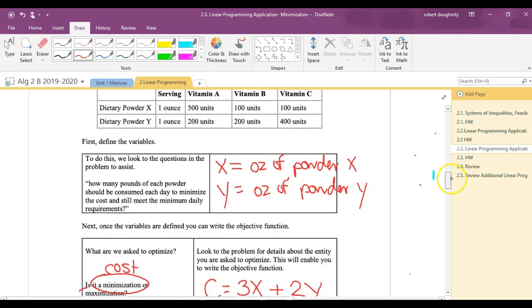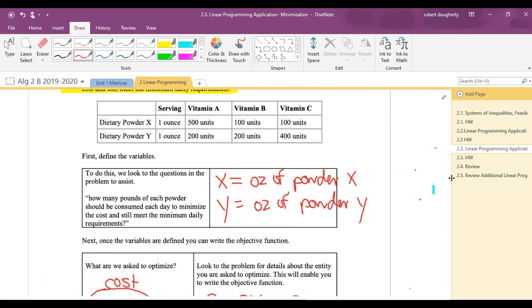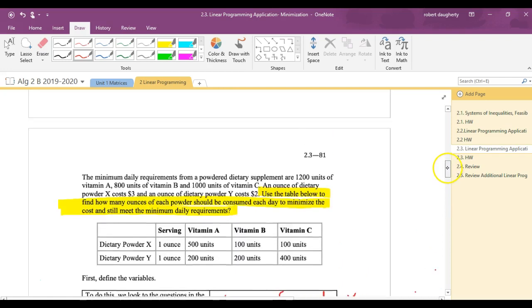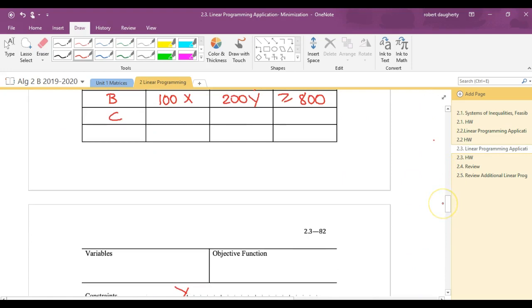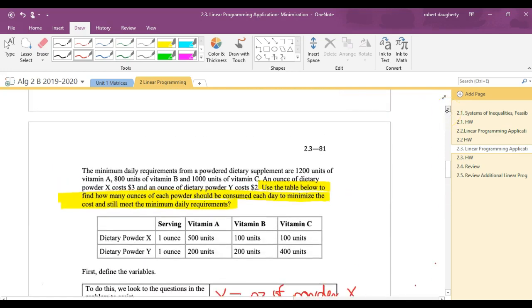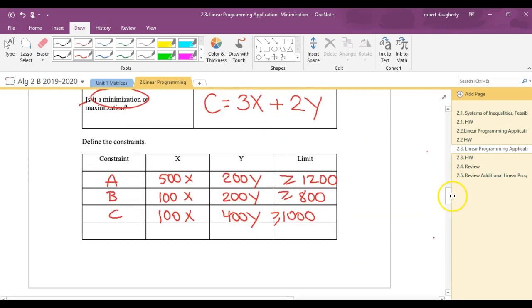And then vitamin C, it looks like 100, 400, and what did it say? 1,000. 100, 400, and 1,000. Okay, does that appear to be right? Okay, so this is probably, in a number sense, a little bit harder, decrypting all of this, but you should be able to read, once we've got the variables and the objective function, all the other numbers in the problem should be related to a constraint, okay?